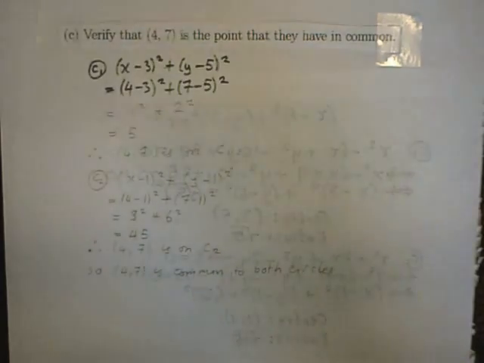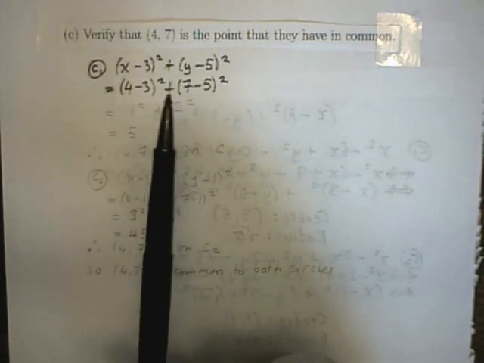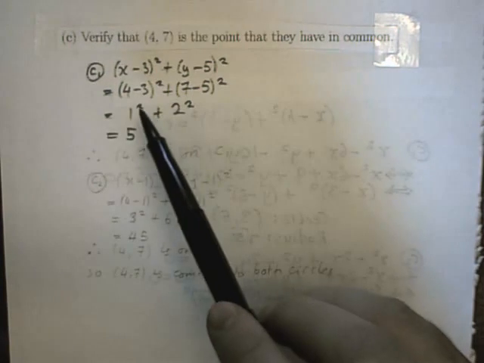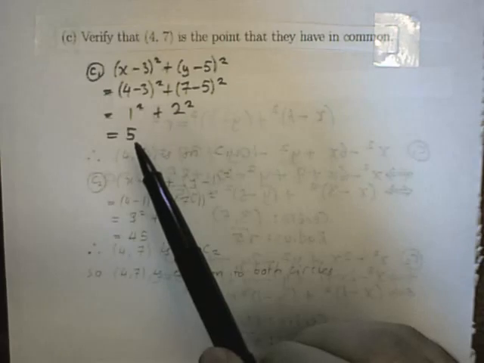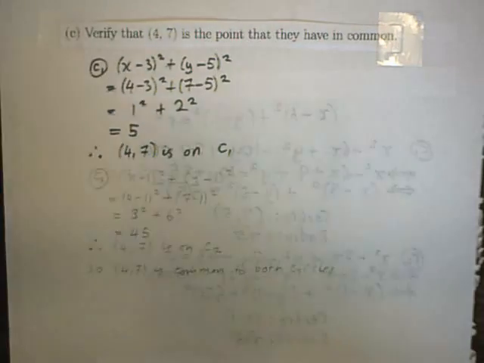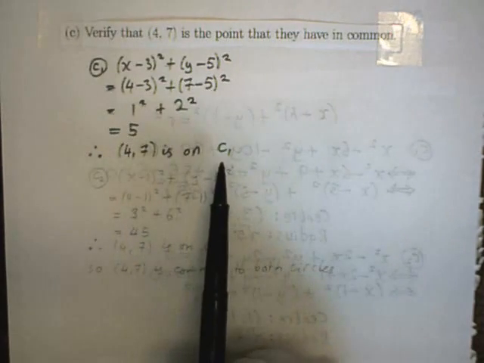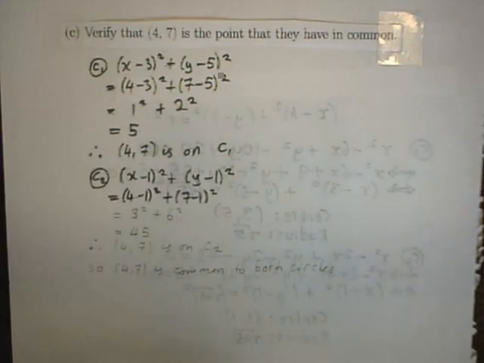So to verify that it's on C1, I'm going to replace x and y with 4 and 7. So just follow that through. You get 1 squared plus 2 squared, which is equal to 5. And since 5 is the square of the radius of this circle, that means that 4, 7 is on the circle C1. So I do exactly the same thing with the other circle.